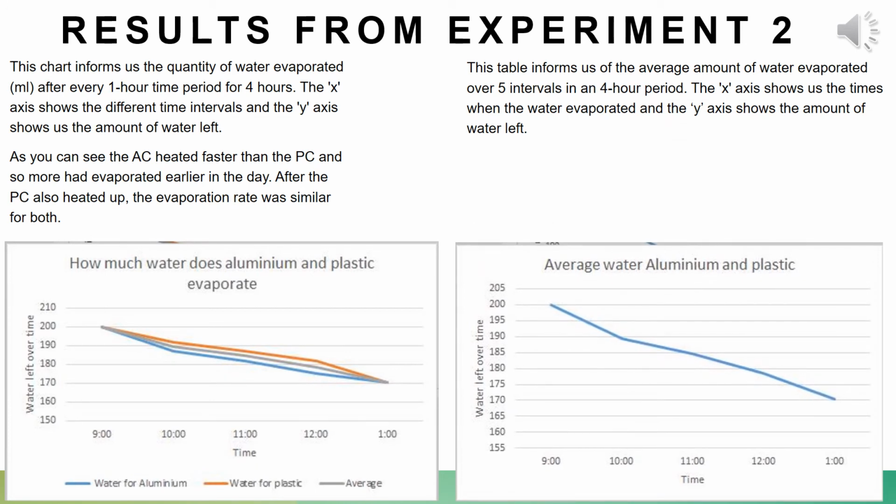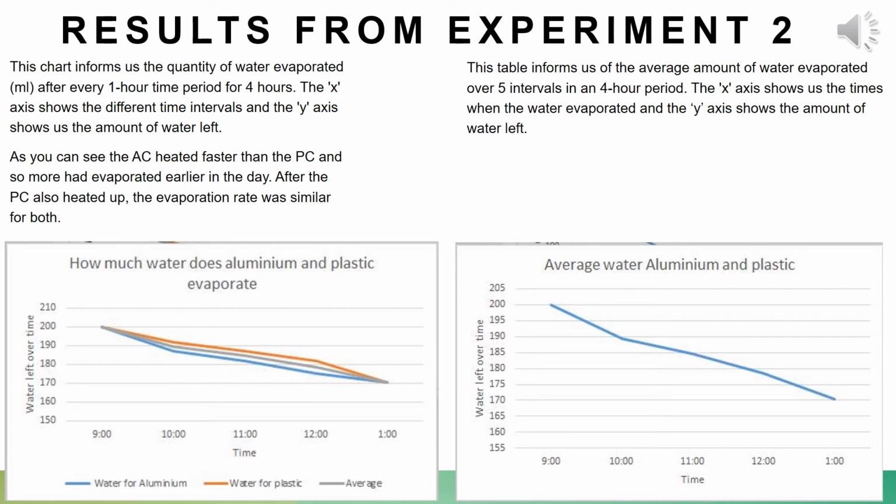Results from experiment 2. The chart on the left informs us of the quantity of water evaporated in milliliters after every 1-hour time period for 4 hours. The x-axis shows the different time intervals, and the y-axis shows us the amount of water left. As you can see, the AC heated faster than the PC, and so more had evaporated earlier in the day. After the PC also heated up, the evaporation rate was similar for both.